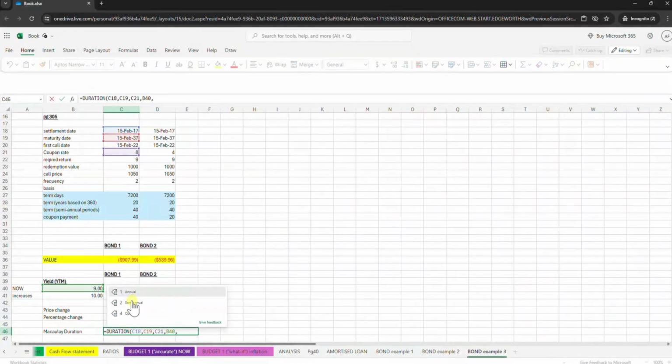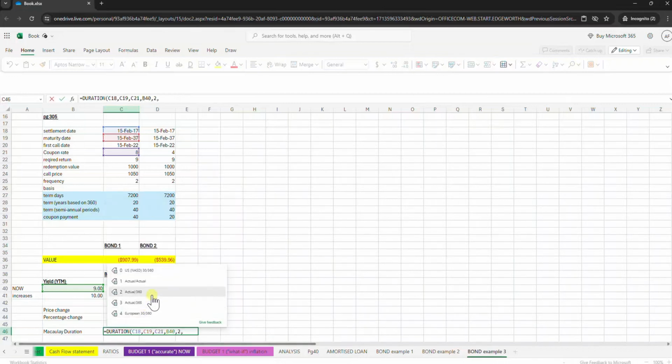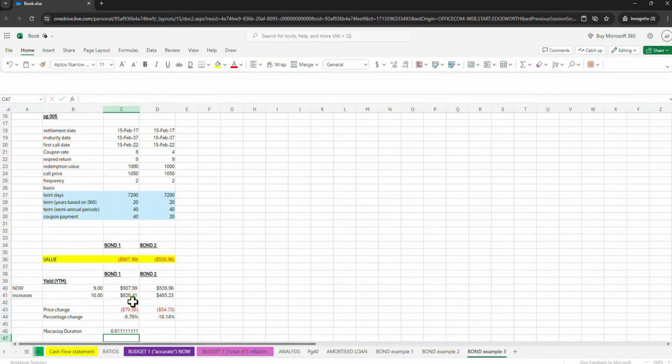And then we need to choose which one? Annual, semi-annual. This is semi-annual, so 2. Type, the type of day basis used. Okay, so the basis is 360. We used 360, didn't we? Yes. Okay. So let's just see. I hope I'm putting in. Okay, that's frequency. Okay, next one, the basis. Okay, we've got options here. Actual. So I'm going to use actual divided by 360. Close brackets, enter. All right.